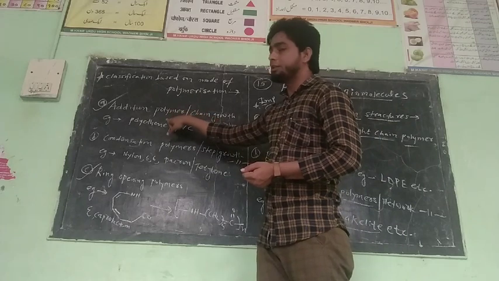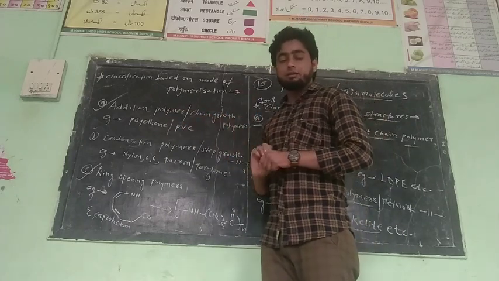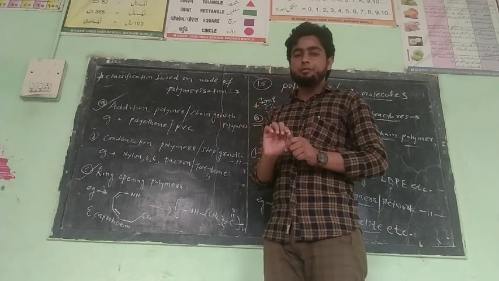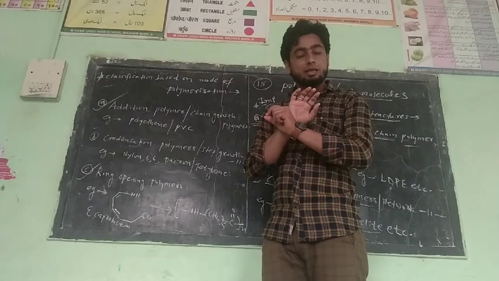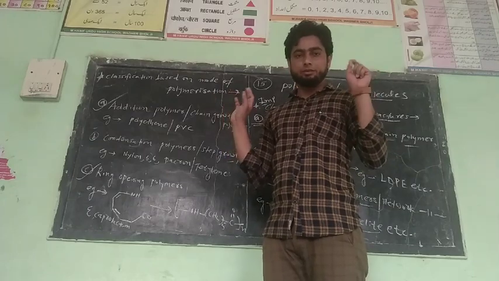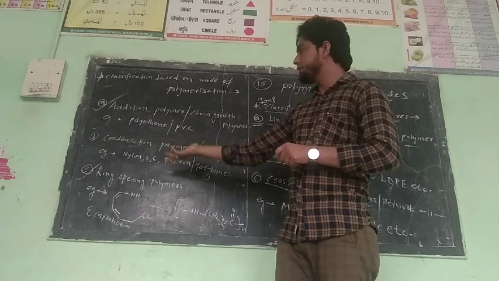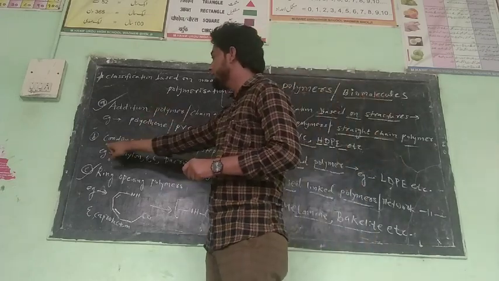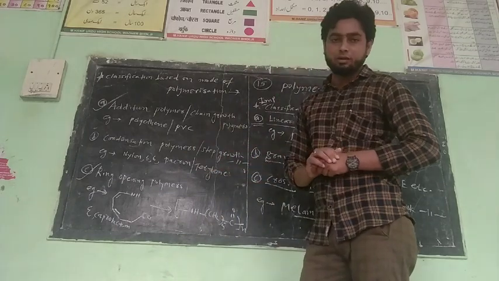Why is addition polymer called the chain growth polymer? Because these polymers are formed as a straight chain. It does not contain any branch. So that's why it is called the chain growth polymer. ठीक है? Second classification, condensation polymer or step growth polymer.